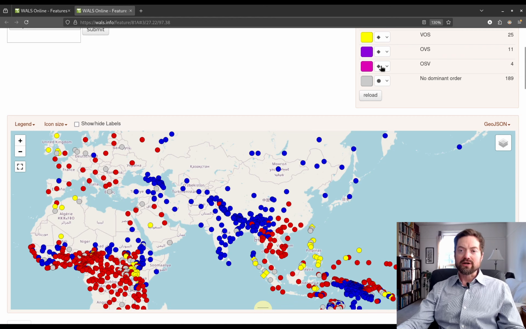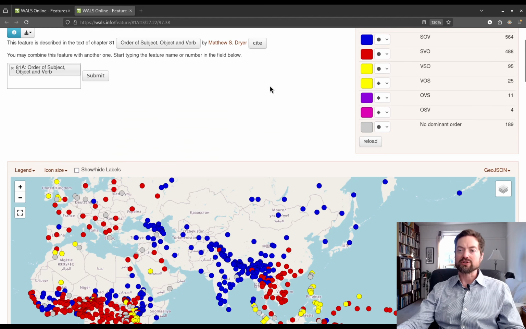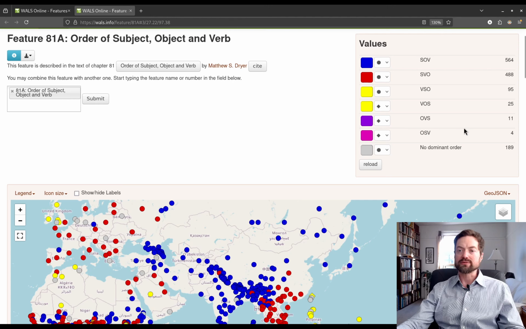And then there's these exotic types of putting the object first. Well, I can't even find them on the map. They're so unusual. It's only 15 languages in the world that put the object first. You can see that overall, it is much preferred to put the subject before the object. And only this scattering of languages at the bottom here, they're the only ones that put the object first.